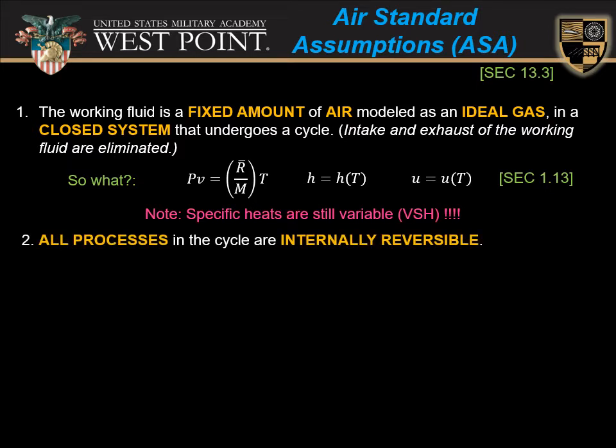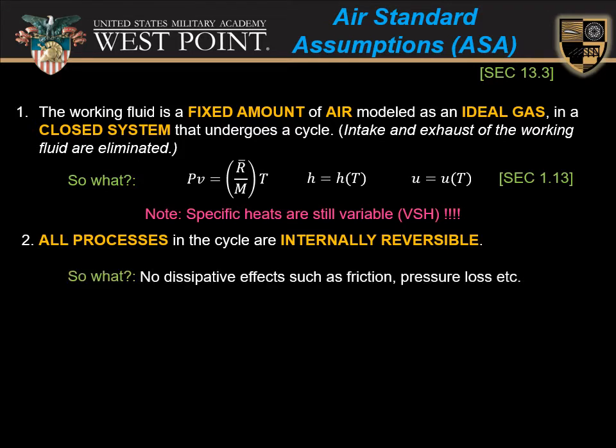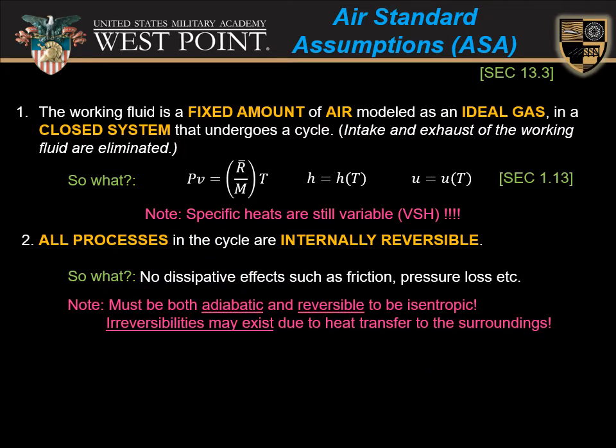The second assumption is that all processes in the cycle are internally reversible. So what does that mean? Well, it means there are no dissipative effects such as friction and pressure loss within the processes. However, do not confuse that with isentropic. That does not mean that all the processes in the cycle are isentropic. To be isentropic, you must be both adiabatic and reversible. You will have irreversibilities due to heat transfer in the surroundings.